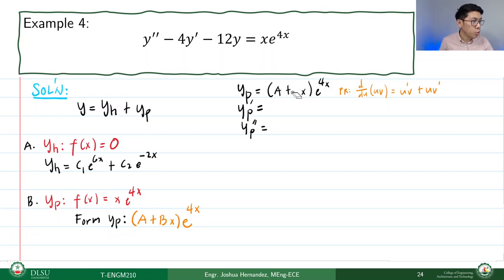And so, if you take this as u and we take this as v, and taking the first derivative muna of a plus bx and then copying e raised to 4x gives us b, kasi derivative ng a plus bx will be b, and then copying e raised to 4x, and then plus, copy naman natin yung a plus bx, and then differentiating e raised to 4x gives us 4 e raised to 4x. Okay? Now, how about this one? Taking the another derivative of this function naman, what will this give us?